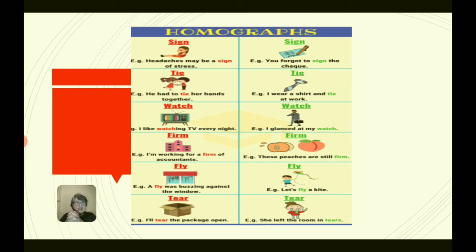Number 2, tie. He had to tie her hands together. Tie, hold, tie. And also, I wear a shirt and tie at work. Tie. Well, I don't. For many years I haven't worn a tie at work, especially because this is my work. So I don't need to wear a tie. If I don't have to, I don't wear it. And so second example, he had to tie her hands together. And the other one, I wear a shirt and tie at work. I used to wear a tie in the past, yes, for many years, believe me.